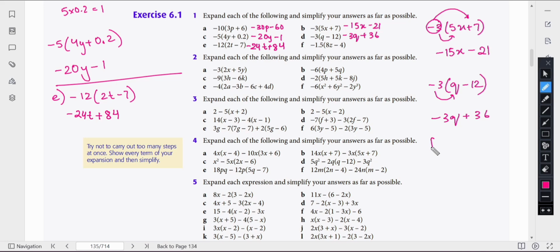Now we have the F part. What is inside the F part? Minus 1.5 (8z minus 4).